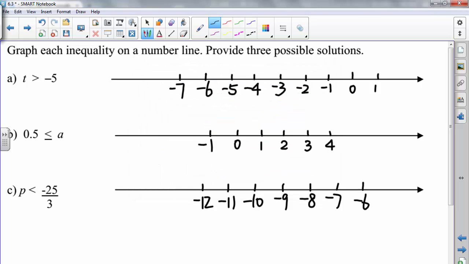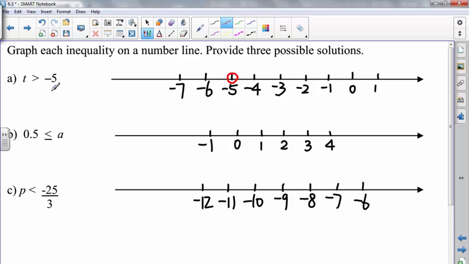There's no equal sign in this inequality. That means -5 is not the solution of this inequality. So if I want to graph this inequality on the number line, you start with -5. Since -5 is not one of the solutions in this inequality, I will use the open circle to represent -5 is not the solution.